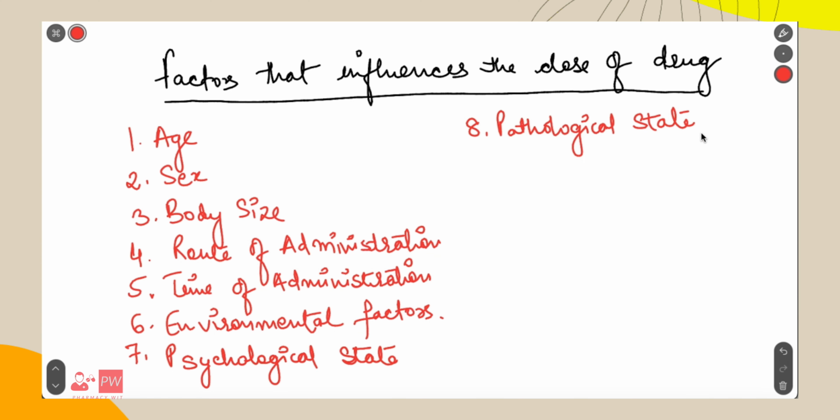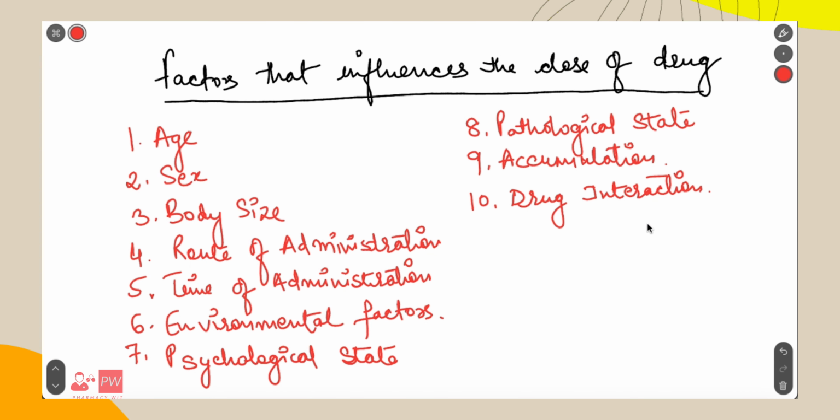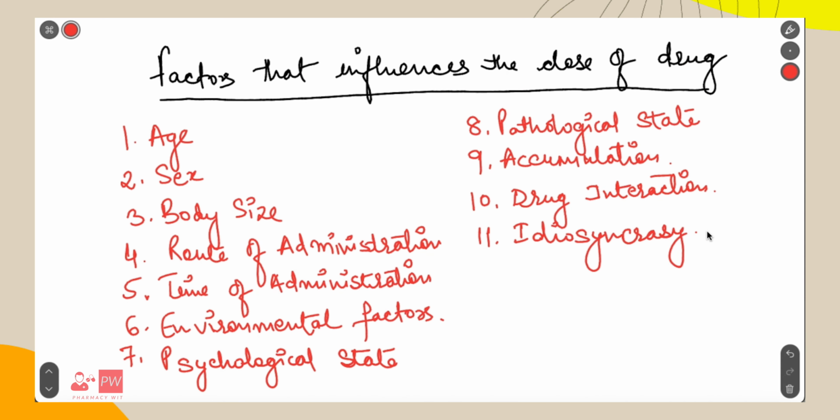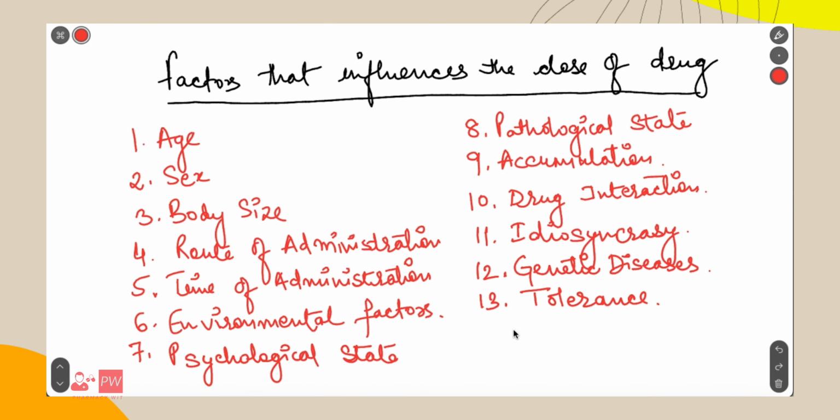Eighth factor is pathological state or pathological factor, and then accumulation. Next factor is drug interaction. 11th factor is idiosyncrasy. Next factor is genetic diseases, then tolerance. So these are the following factors that influence the dose of a drug. Let's understand these factors one by one. Let's start with the first factor, which is age.